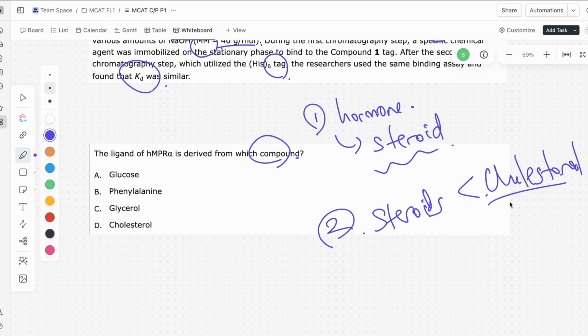So if you look at the structure of cholesterol and look at the structure of all of these steroid hormones, you're going to notice that they're actually very similar. And so after noticing what the ligand is for this HMPR alpha, this is just all discrete information that points you to the fact that the ligand is derived from cholesterol. Not glycerol, not this amino acid, and not this sugar especially.